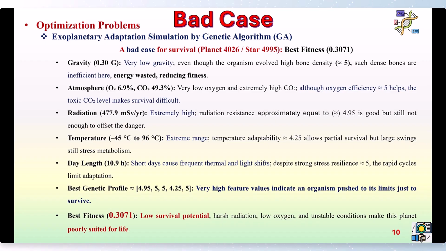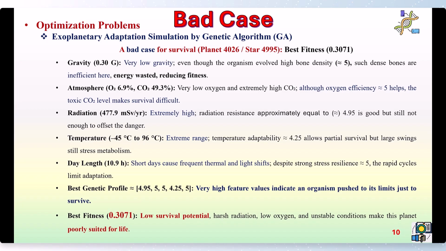For the gravity here we have about 1/3 of the gravity of Earth, but as I mentioned, we are not going to compare it with Earth. We are going to compare it with the other features of that bioorganism, alien, creature, or whatever you want to call it, and also with the other features of the planet itself. So here we have very low gravity. Even though the organism evolved high bone density, approximately equal to 5, such dense bones are inefficient here, energy wasted, reduced fitness. Now the atmosphere has around 7% oxygen and carbon dioxide of 49%.